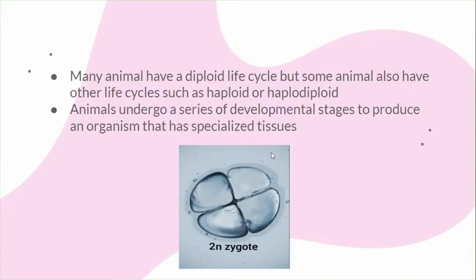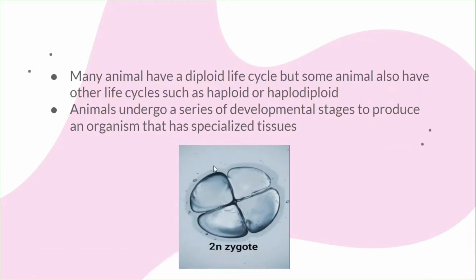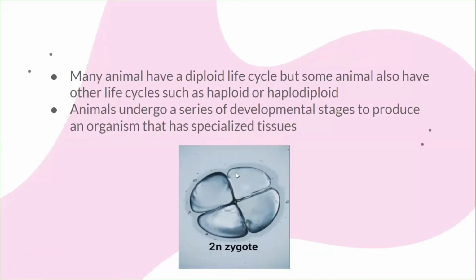So here, the zygote, in most of animal, because most of the animal reproduce sexually, this zygote will undergo development to produce a multicellular organism that has specialized tissue.